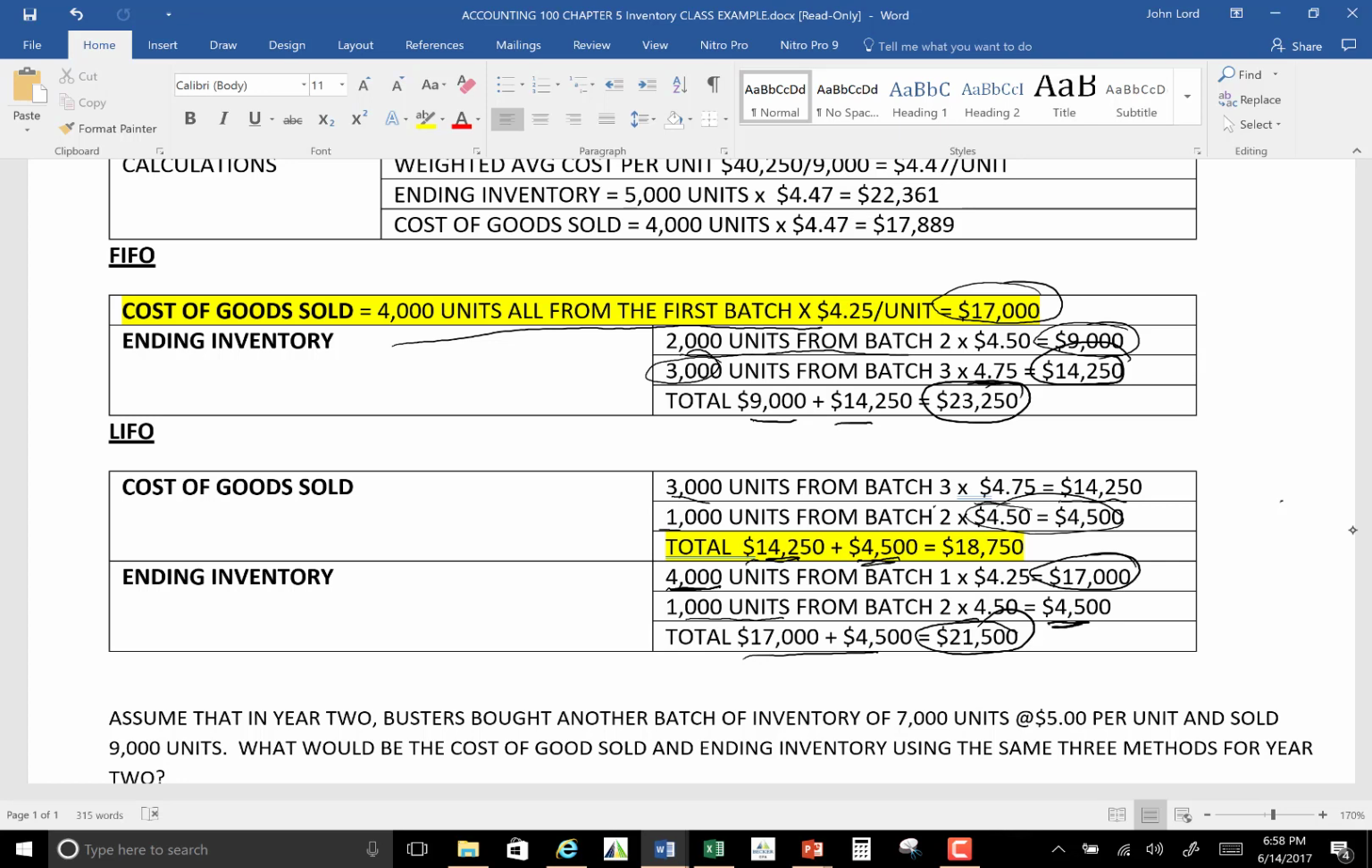Okay, good. So we just did this with journal entries, didn't we? Now, we used FIFO and we used perpetual, didn't we? How about periodic? How would we do this with periodic?